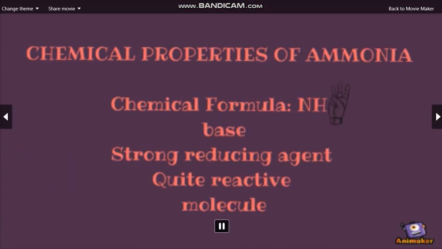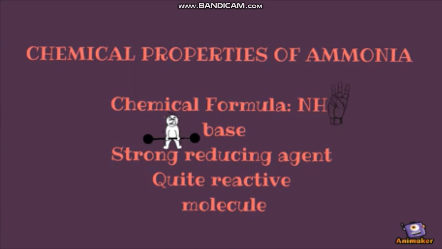Chemical properties of ammonia. It has a chemical formula of NH3. It is a weak base and a strong reducing agent. It is quite reactive and it is in covalent molecules.